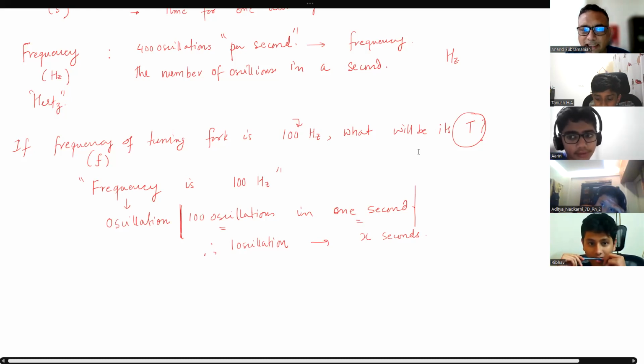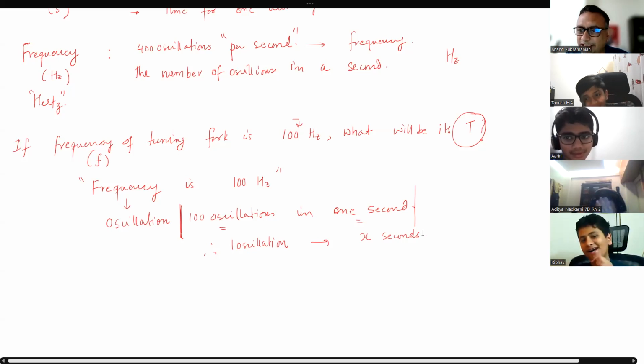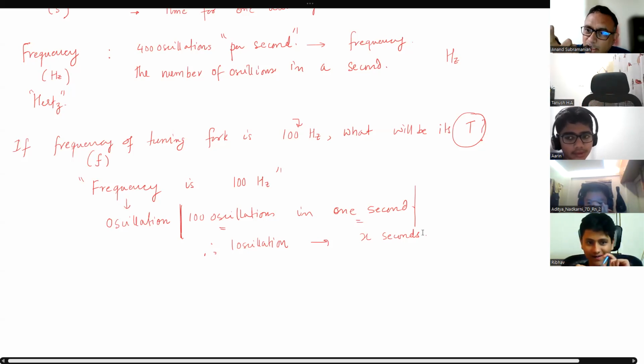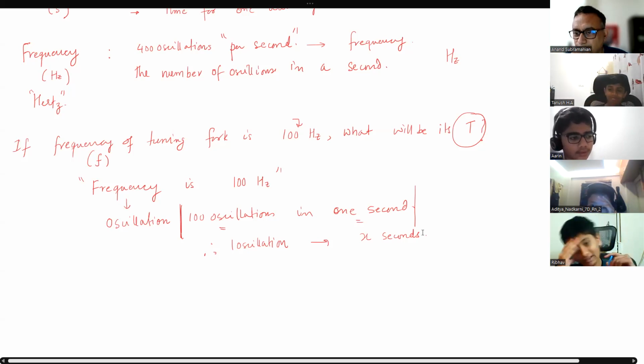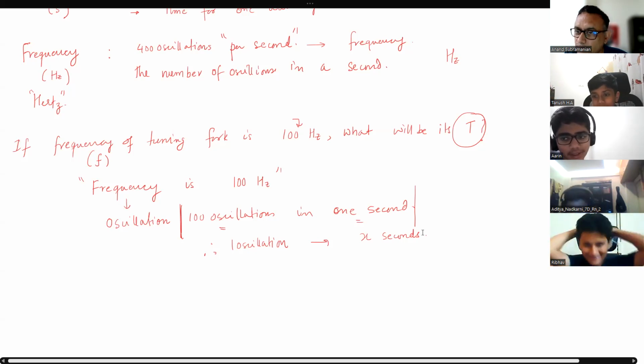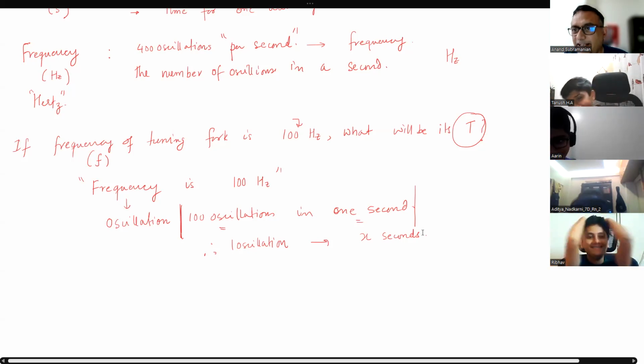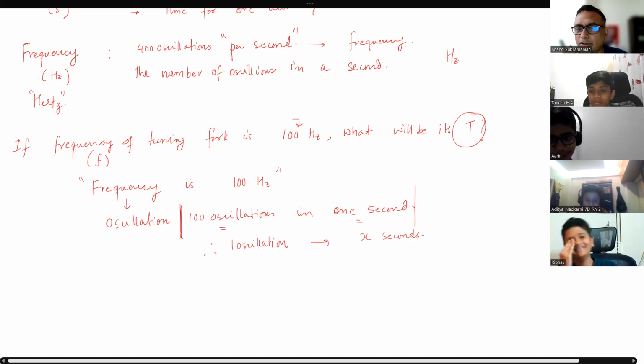100 oscillations in 1 second. 1 oscillation, how much time will it take? 100 oscillations happening in 1 second. 1 oscillation, how much time will it take? Can you just tell me what you heard? In 1 second, how many oscillations will come?